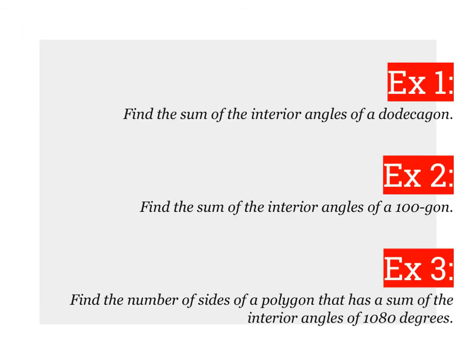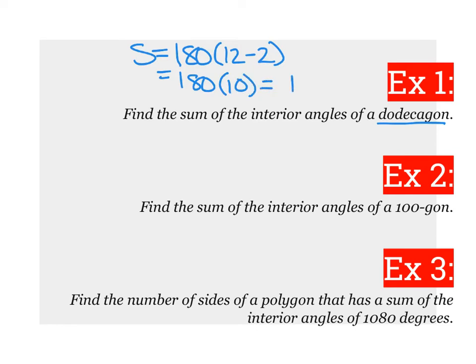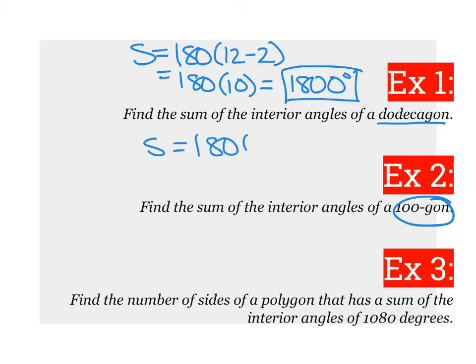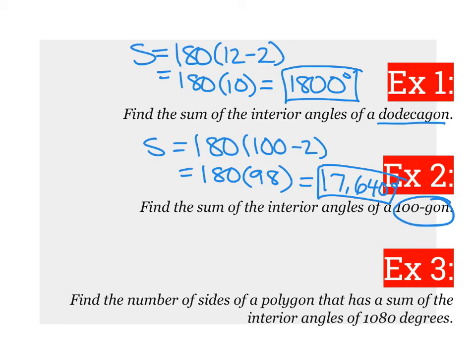All right, we're going to find the sum of the interior angles of a dodecagon. Dodecagon is 12. So my sum is 180 times 12 minus 2. So I really have 180 times 10, which is 1800 degrees. If I have a 100-gon, same formula, sum is 180 times 100 minus 2, which is 180 times 98. 180 times 98 works out to be 17,640 degrees.